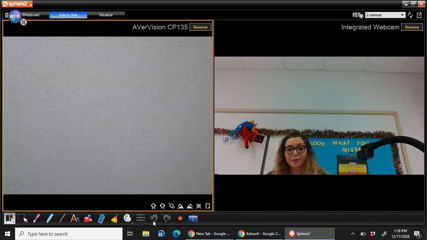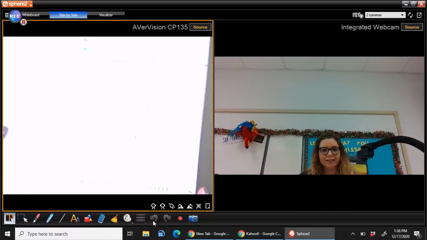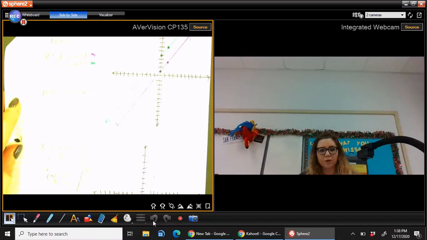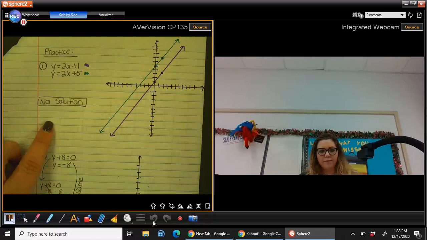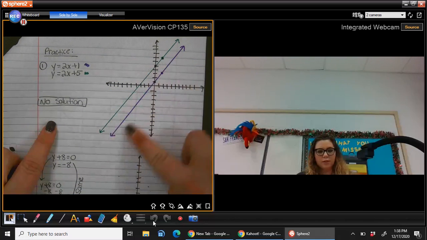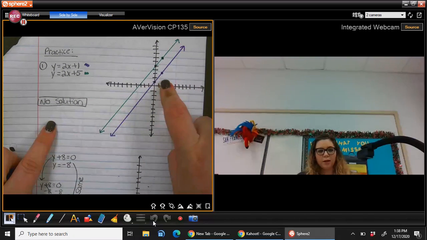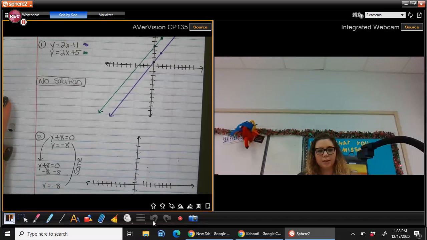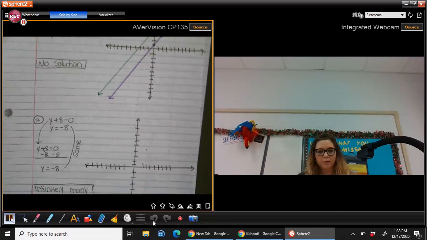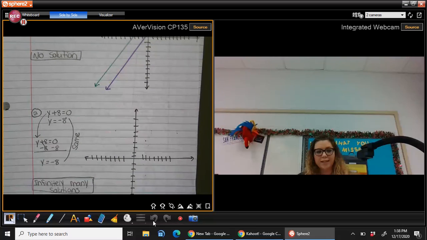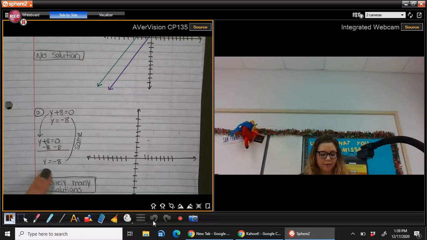I hope you've completed it. So these are the answers for the practice problems. For this one, when you graph it, you're going to have no solutions. There's not one point in common. And then down here, you had to change some things up, but it is the same exact line, so you're going to have infinitely many solutions.